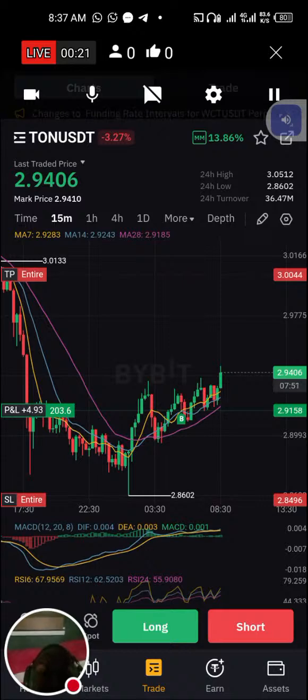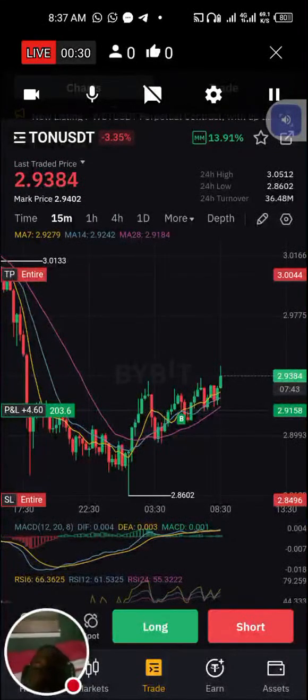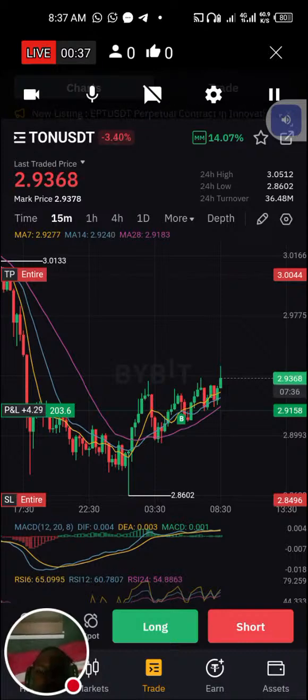Let's take on this trade right now. Let's long TON/USDT in the current market, right? So this is the analysis I made.